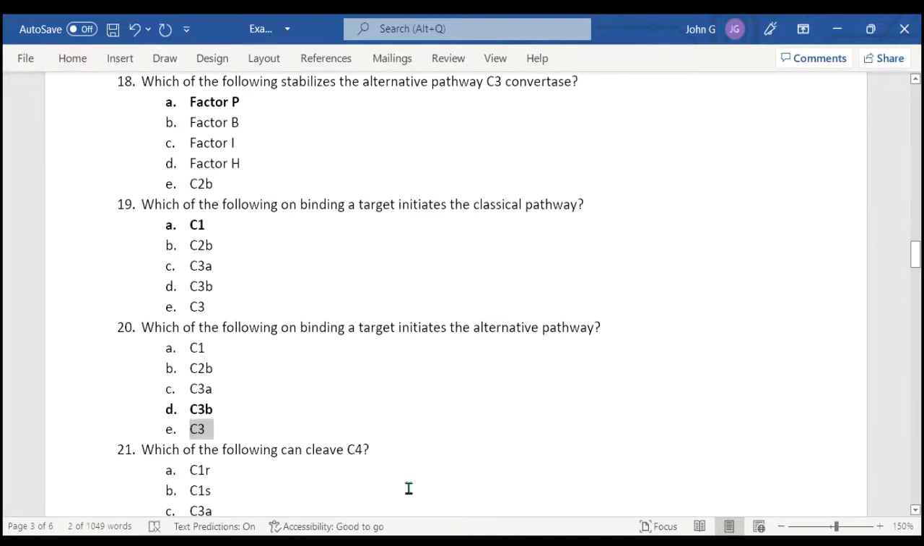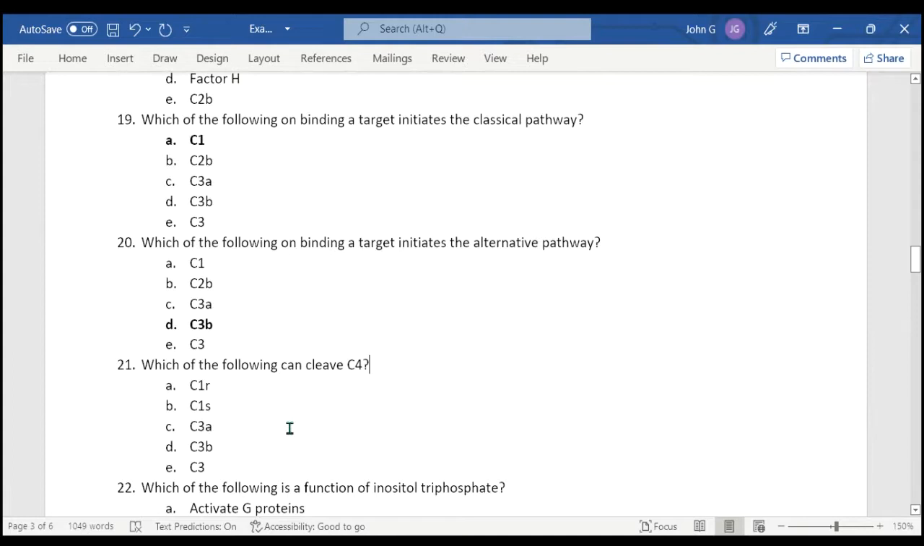You might have chosen C3, but C3 is not actually going to bind to a target, right? C3 has to be cleaved before it will bind. So C3 itself does not stick to anything, it's just a serum protein. Once it's cleaved into C3b, however, then it will bind to something, right? So C3b is what really binds to the target to initiate the alternative pathway.